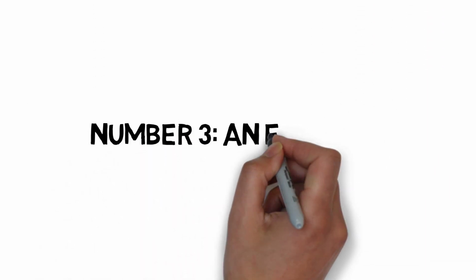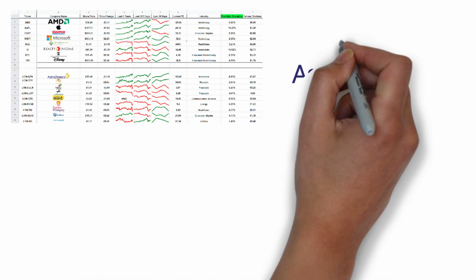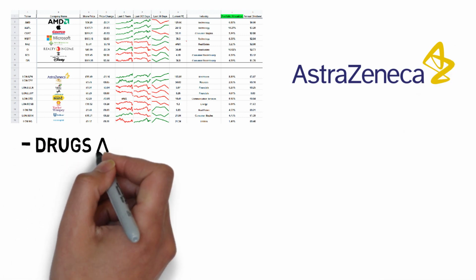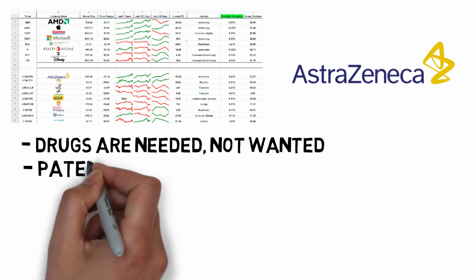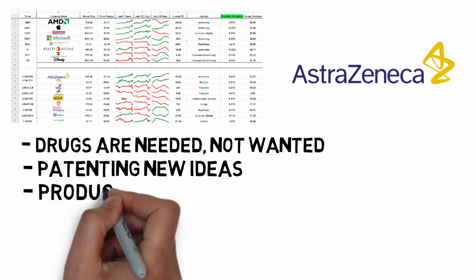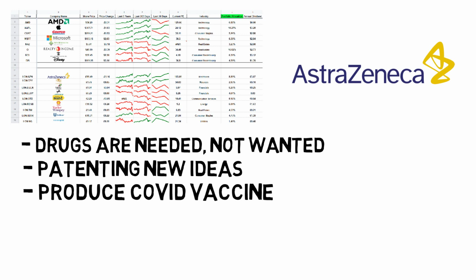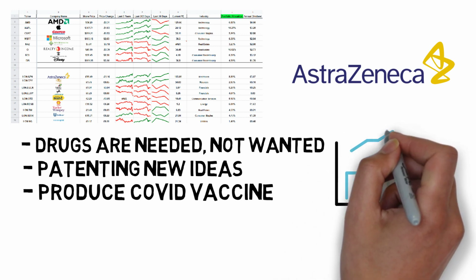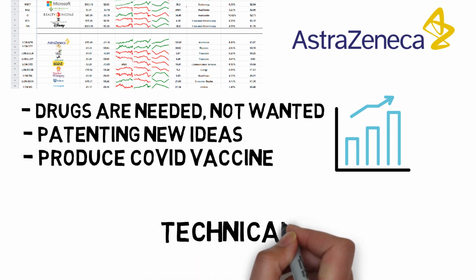Number 3. An example. Let's analyse a stock from my portfolio, AstraZeneca. Fundamentally, I believe the company is great because it provides drugs, things that people need to live. They are working on patenting new ideas and also recently received $100 million of funding from the US government to produce the coronavirus vaccine. Another tick. I've been bullish on them from the moment I started investing and can see exponential growth prospects in the future. With the fundamentals covered, let's dive into the technicals.